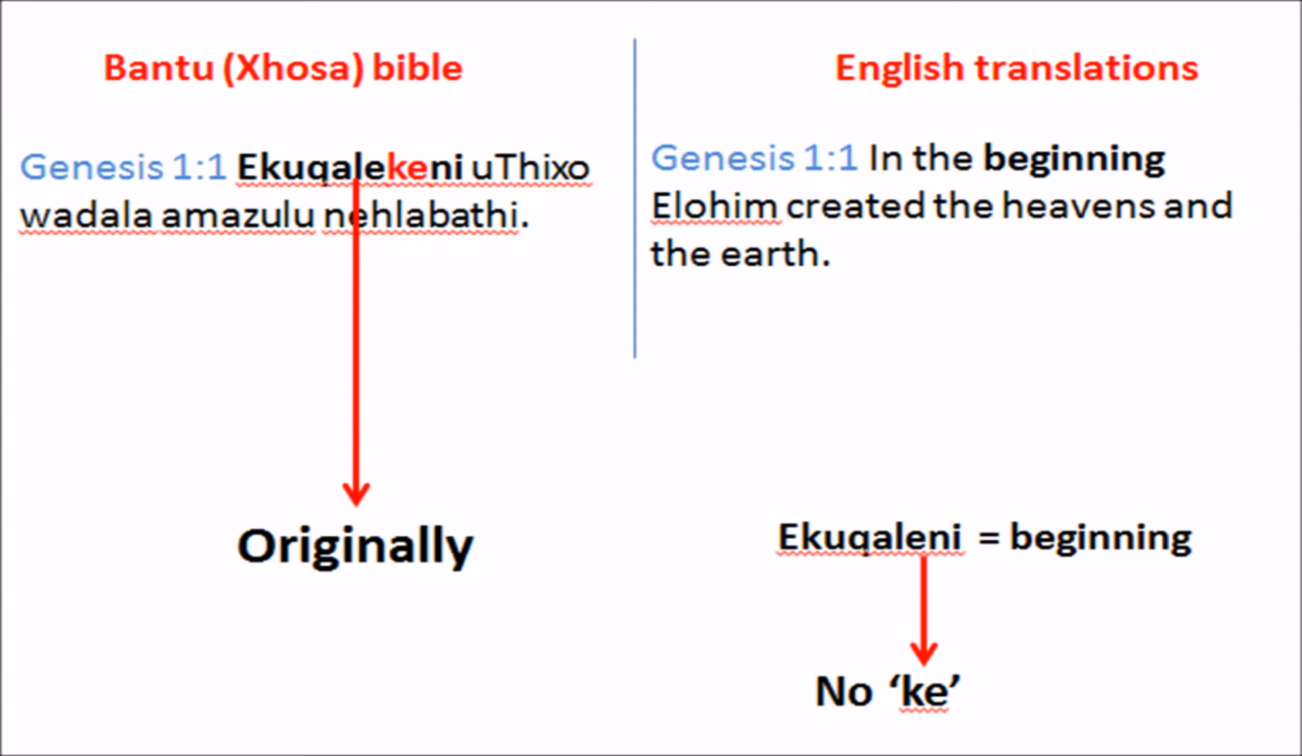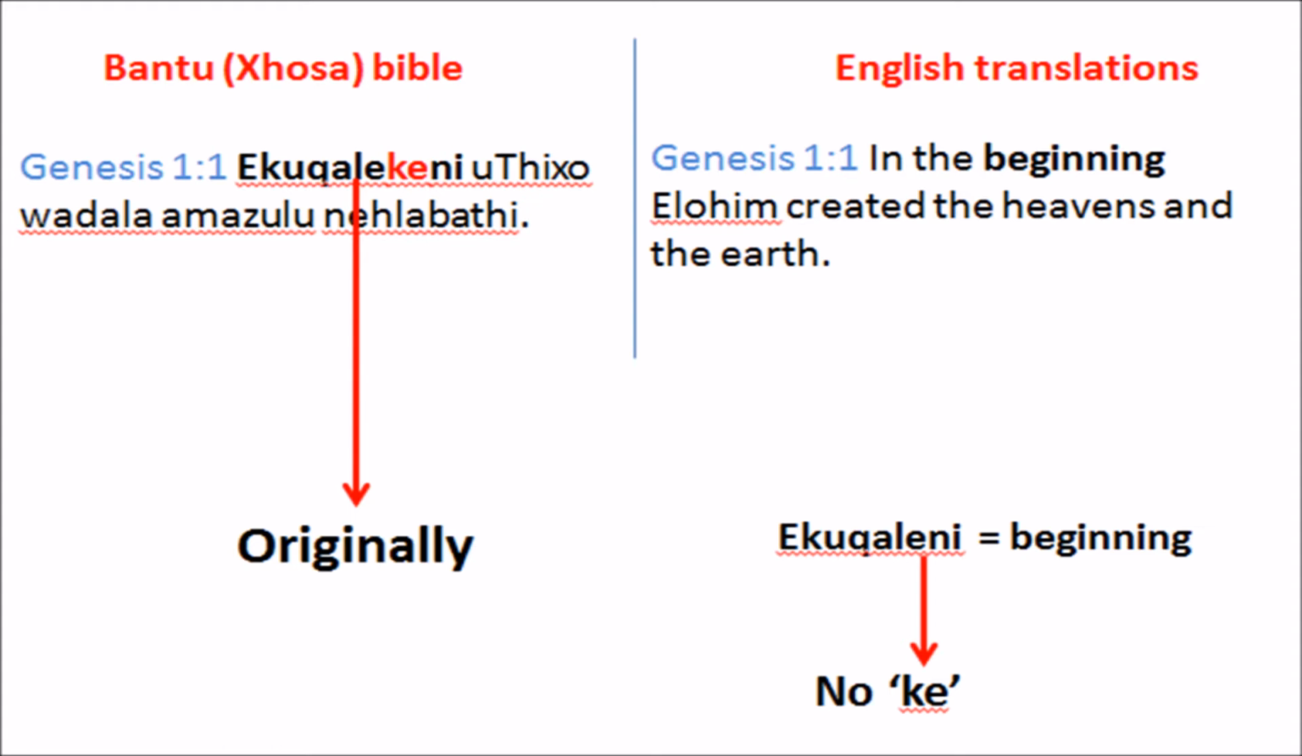Now there are just small little things that show that this was translated from Xhosa to English, because the person that speaks Xhosa would not have chosen ekuqalekeni if they were looking at beginning, because they would have assigned the correct word in it. Let's look at another example.